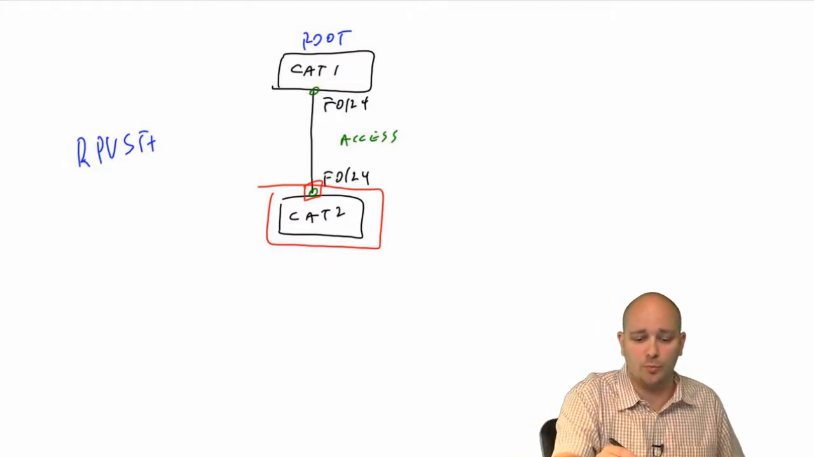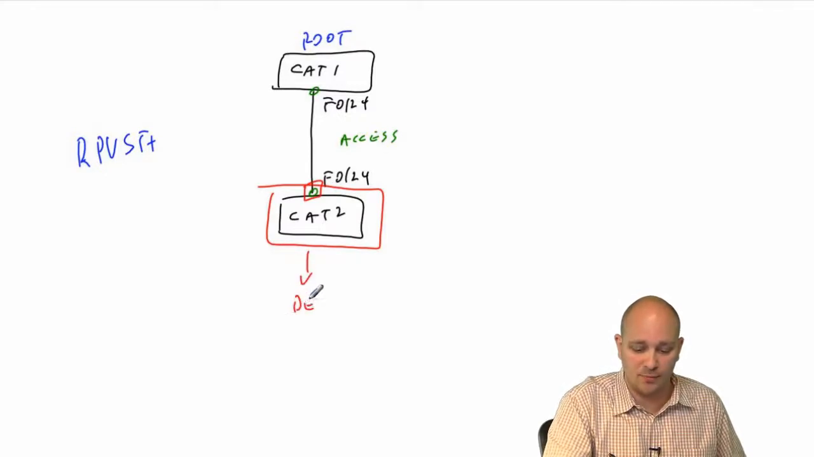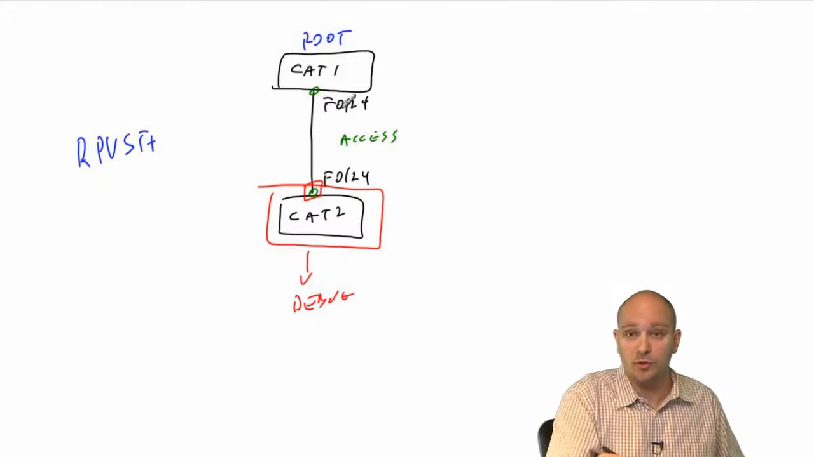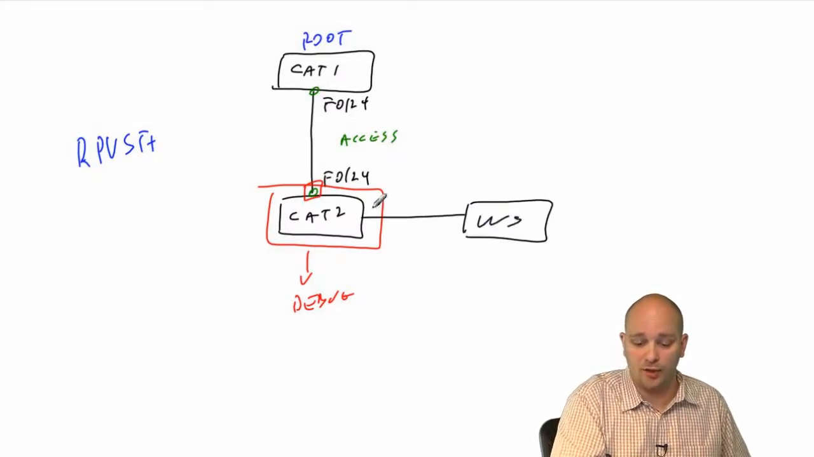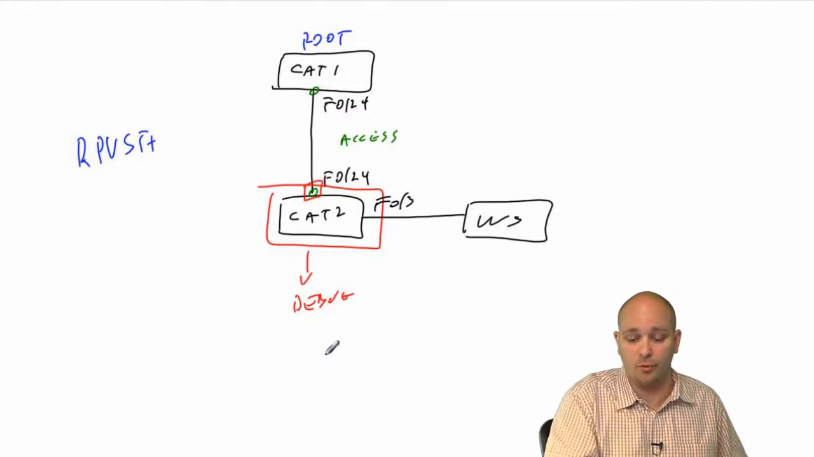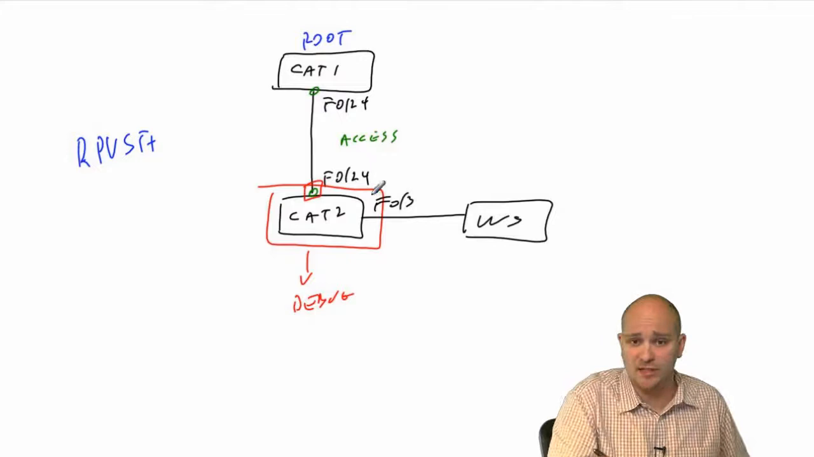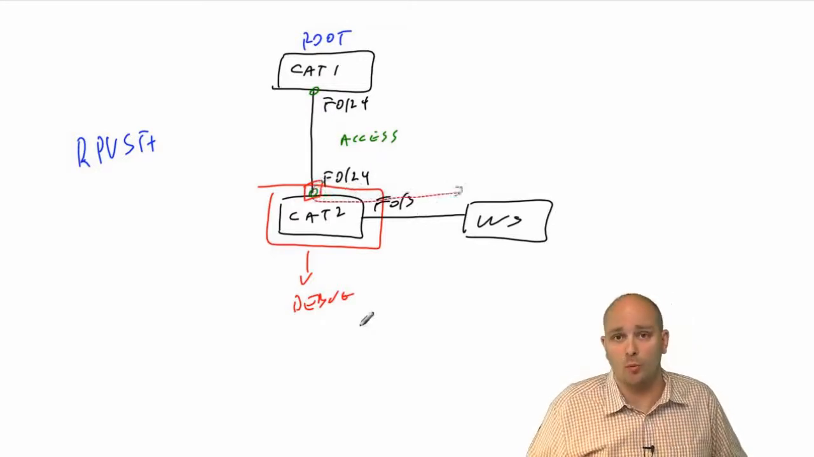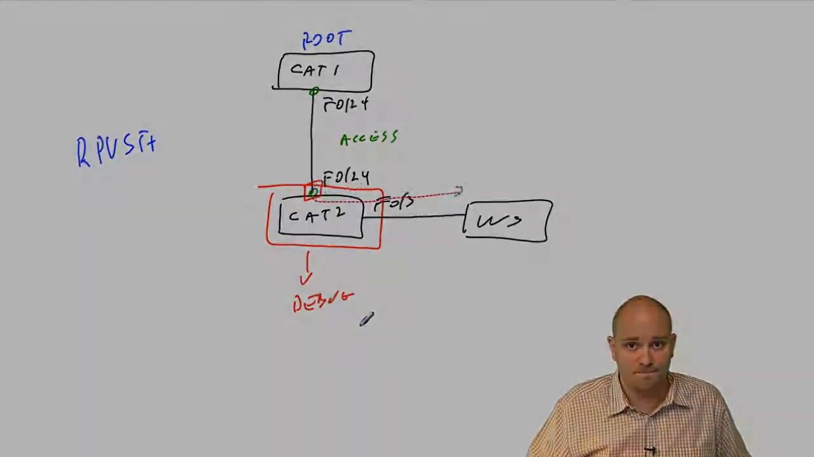To do that, I'm going to be using the combination of two tools. I'm going to be using some debug commands on Cat2, and also my handy Wireshark, which is going to be connected to the FastEthernet 0/3 port here on Cat2. To start with, I'm just going to mirror the traffic from this port to my Wireshark station. So let's go ahead and configure this.